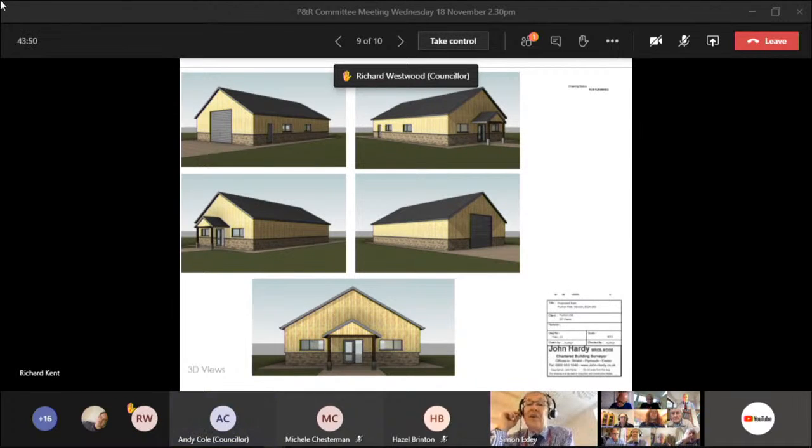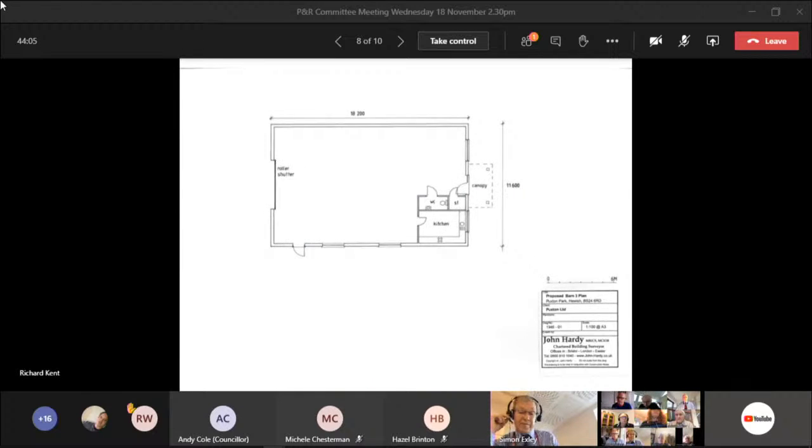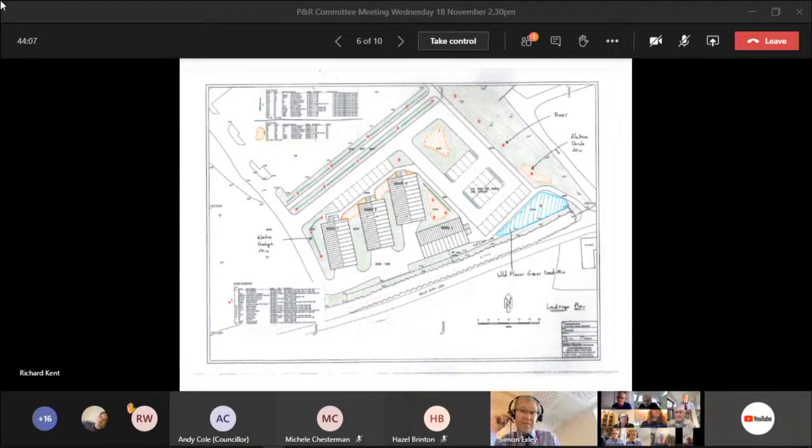These are illustrative drawings showing what the proposed buildings would look like. There is no update sheet for members. If we can go back to the location site, Richard. Thank you.